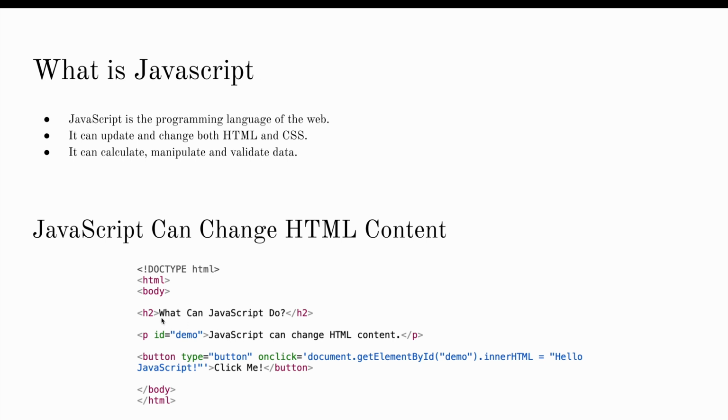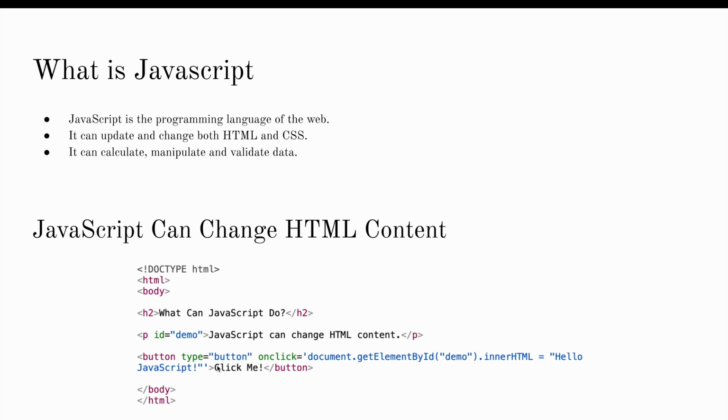So we have two elements, one is heading 2 and one is paragraph. We can access HTML elements using their ID. That means you need to give an ID to HTML elements so you can change the content of the elements and also change the CSS properties. So we have a paragraph tag and it has the ID demo, which could be any name. You can select whatever name you like. The paragraph with the ID demo has content inside, that is, JavaScript can change HTML content. It could be any paragraph, any text.